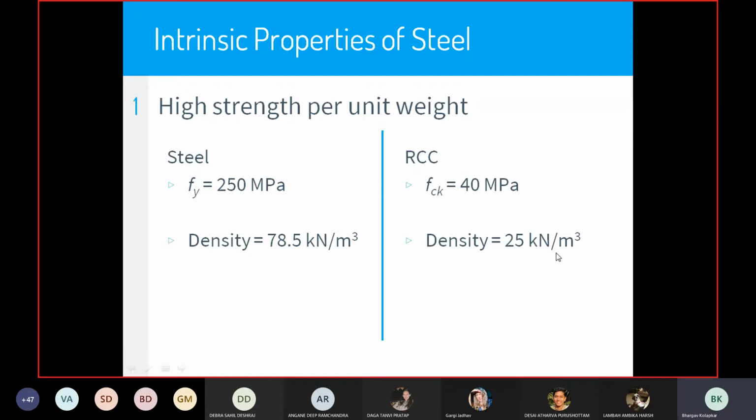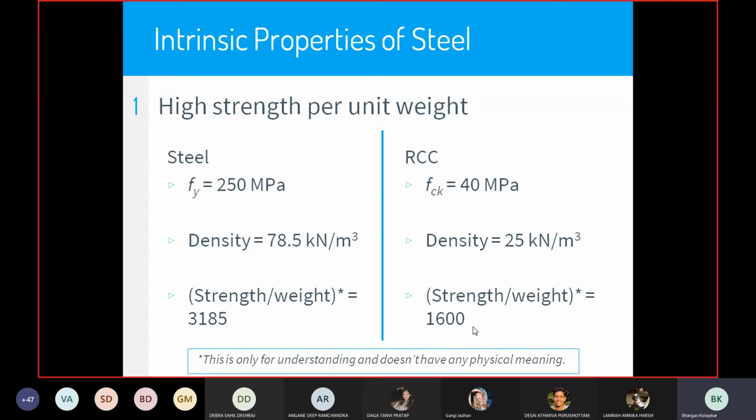So if I try to get a feel of the strength to weight of steel and the strength to weight of RCC, the first number is strength, the second number is weight. So the strength to weight of steel is about 3185, and the strength to weight for RCC is 1600. Now please understand that these are just random numbers, just to give us a sense of how strong steel is as compared to the other material. This does not have any physical meaning. This is just for our understanding, just like the example of Tanay and me lifting weights. So now you can imagine that steel has a much higher strength to weight ratio than concrete.